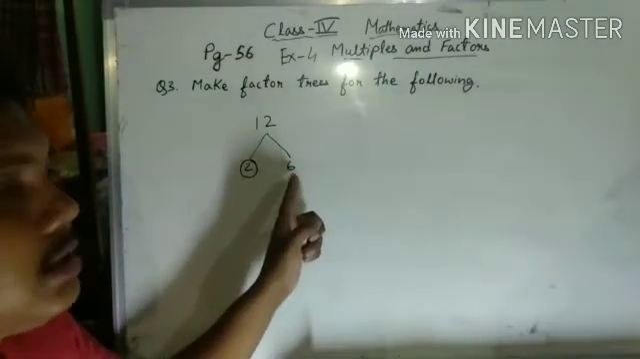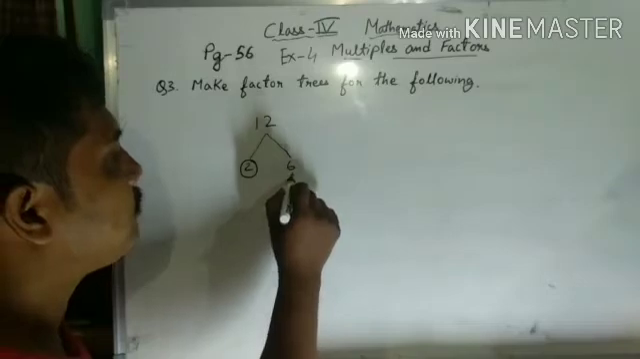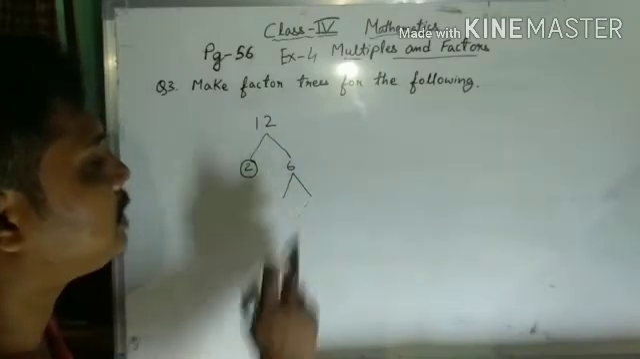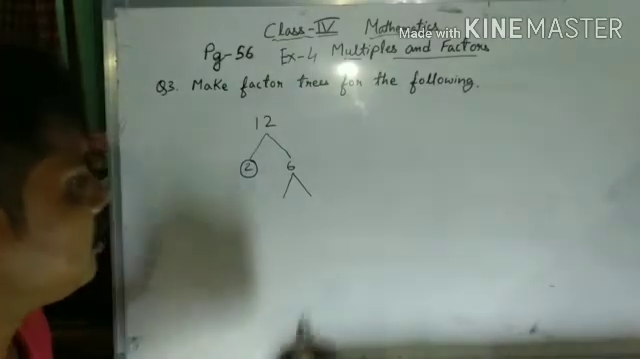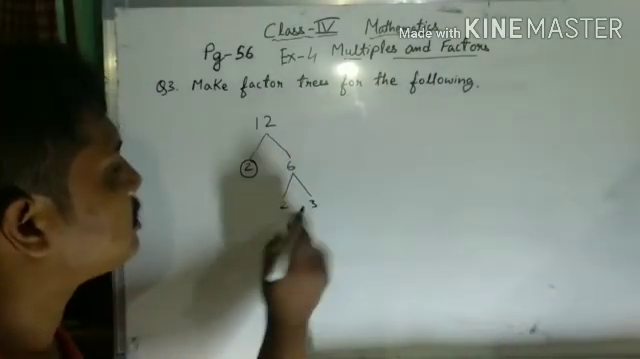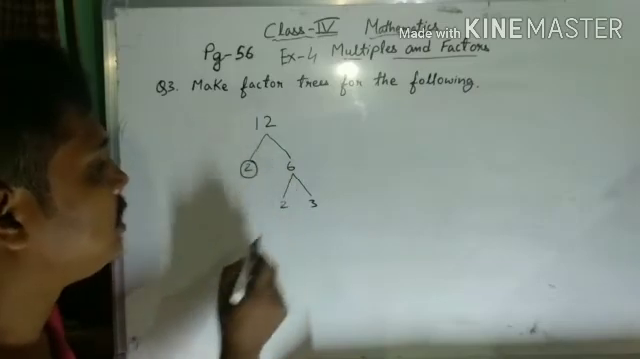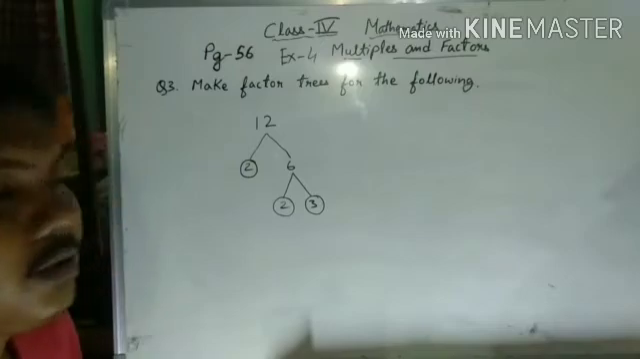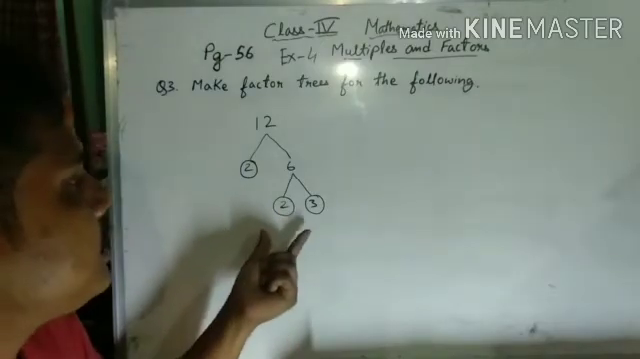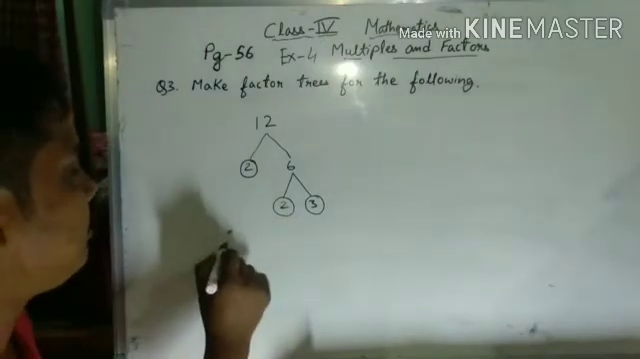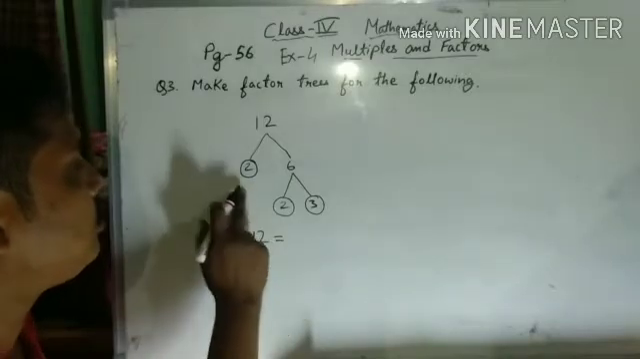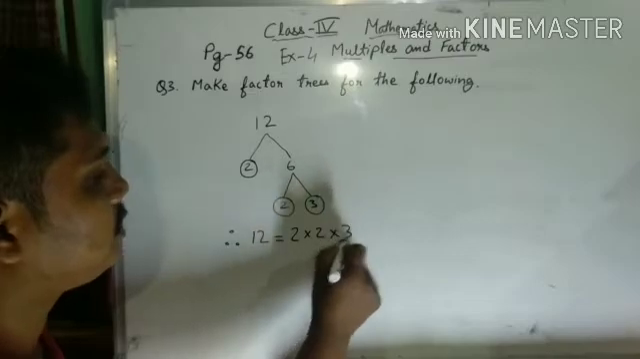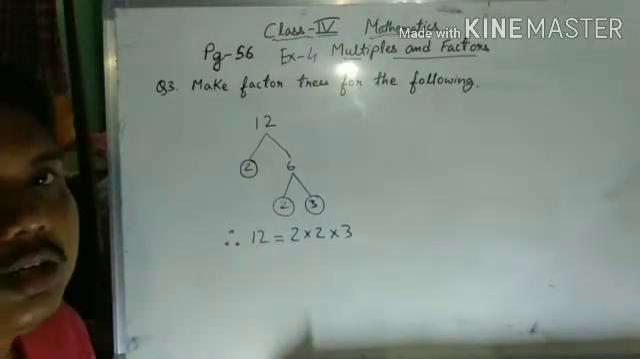Next, 6 is not a prime number, so again we have to do this. We write two numbers whose multiplication is 6. So we can write 2 times 3 is 6. Now 2 is also a prime number, 3 is also a prime number, so our factor tree is finished. Therefore we can write 12 is equal to 2 into 2 into 3. 2 twos are 4, 4 threes are 12.